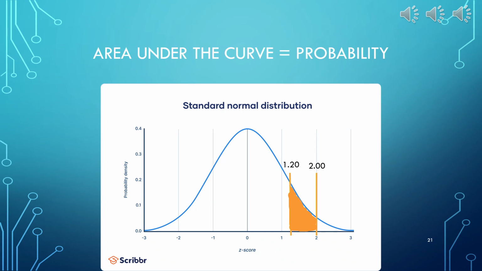So if you look up all the scores that are below 2 standard deviations, that's 0.9772. And if you look it up for 1.2 standard deviations, it's 0.8849. So if you subtract 0.8849 from 0.9772, you get 0.0923. That means that 9.23% of all the data is going to fall between these two z-scores.